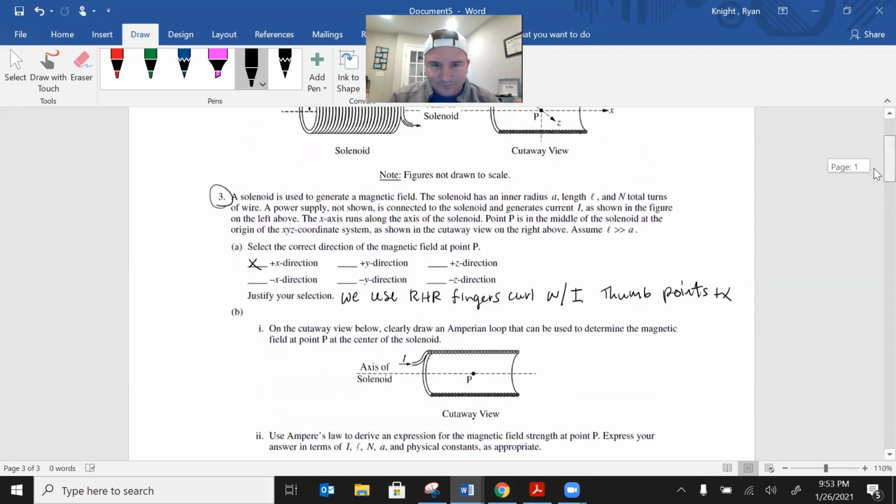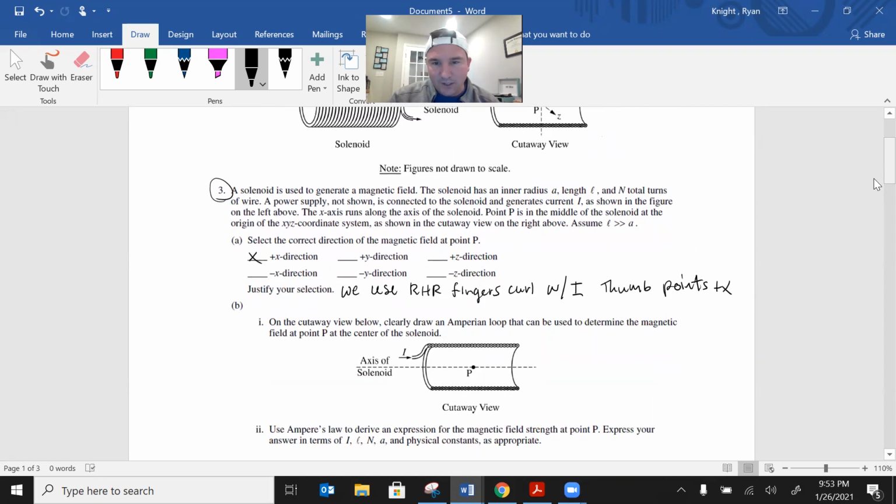Cutaway view below, draw an Amperian loop that can be used to determine the magnetic field at point P at the center of the solenoid. So we actually did this in class, if you guys recall, but we'll draw a little rectangle here that has one of its sides at P. And we've got a length for our rectangle.